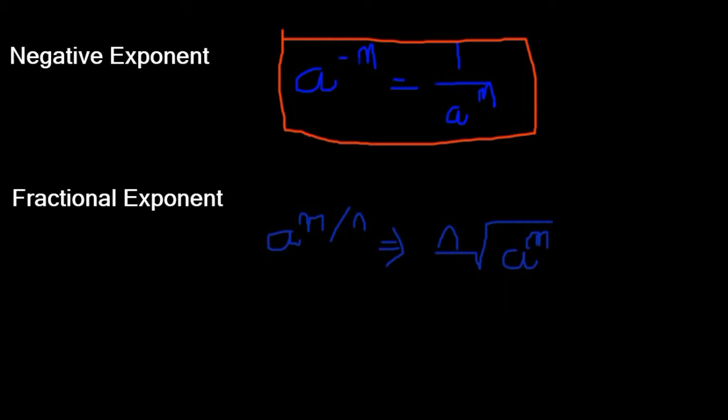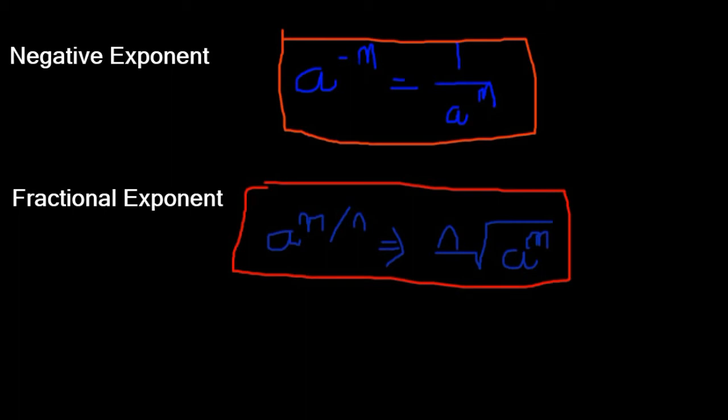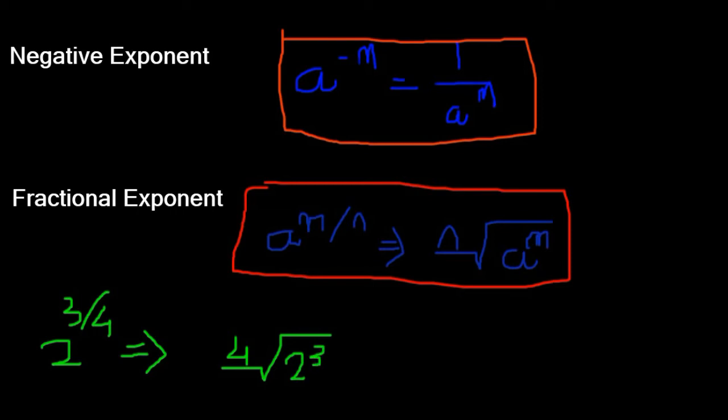Okay, now let's look at an example so you will get a clear idea. So let's take number 2 power 3 by 4. So this power of 3 by 4 can be written, according to the fractional exponent rule, as the 4th root of 2 power 3, which is 2 cube. We can say like this. So this is the fractional exponent.